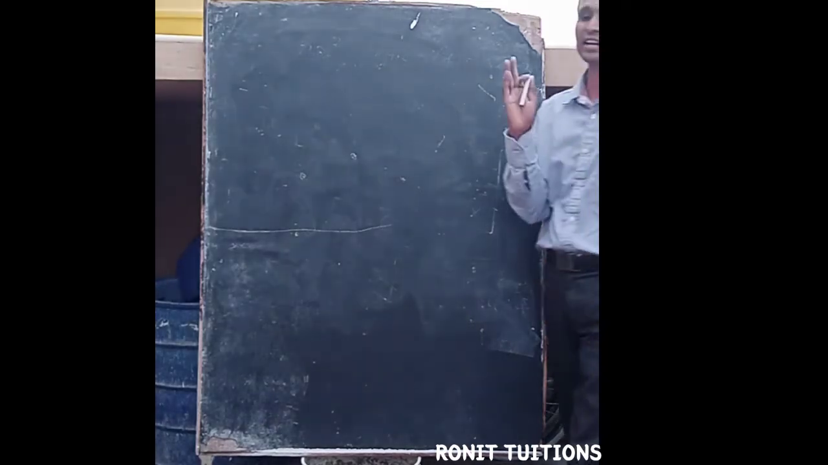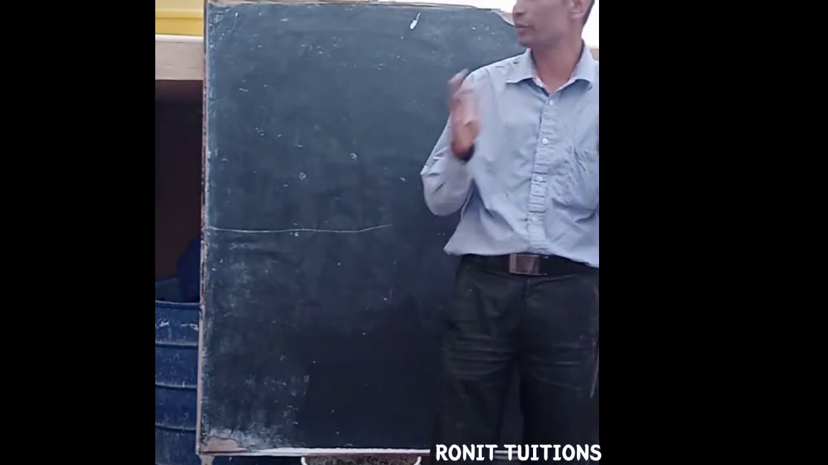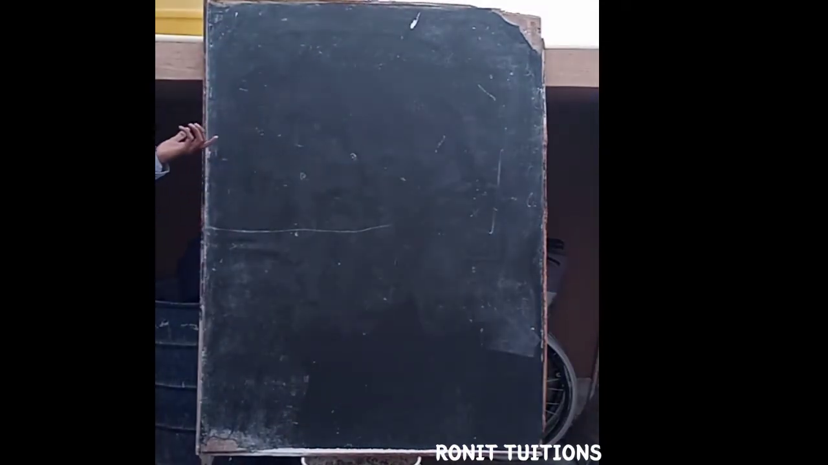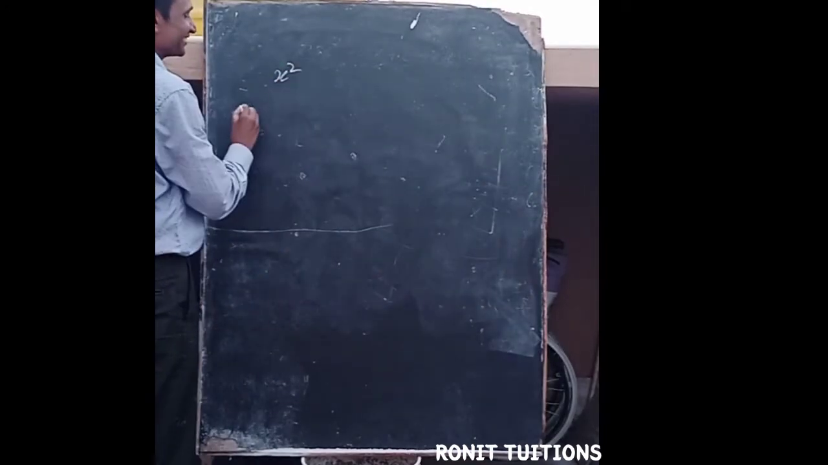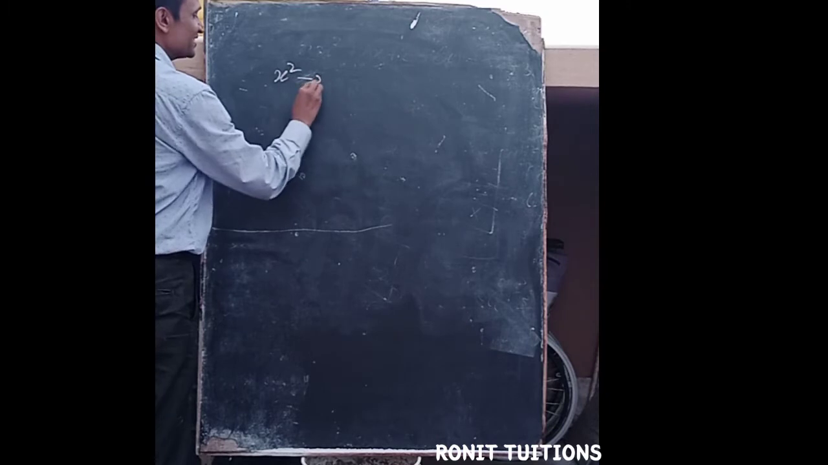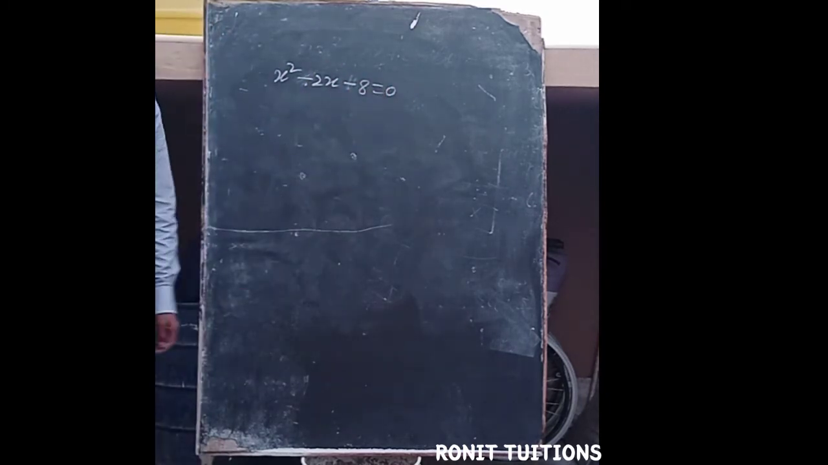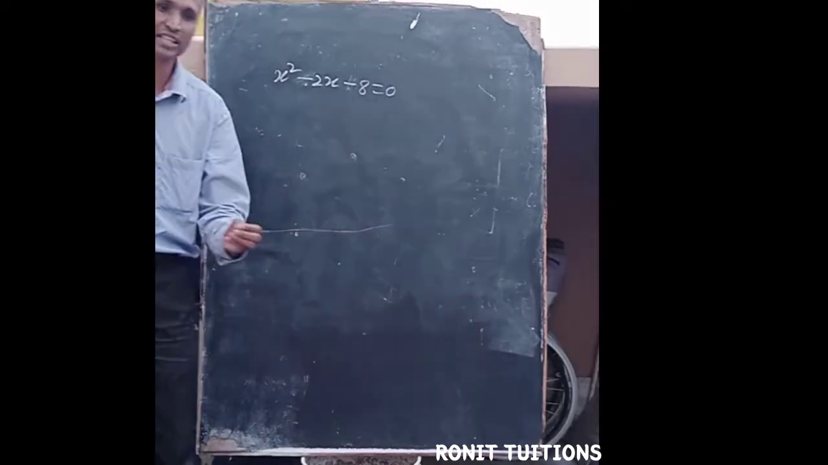Find the zeros of the following quadratic polynomials and verify the relationship between the zeros and coefficients. First you have to find the zeros of the polynomial, then find the relationship between those numbers. So the first question: x square minus 2x minus 8 is equal to 0. This is the given polynomial.